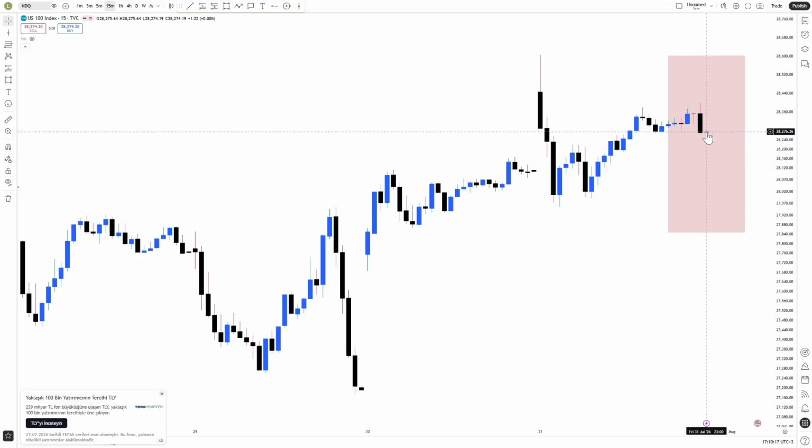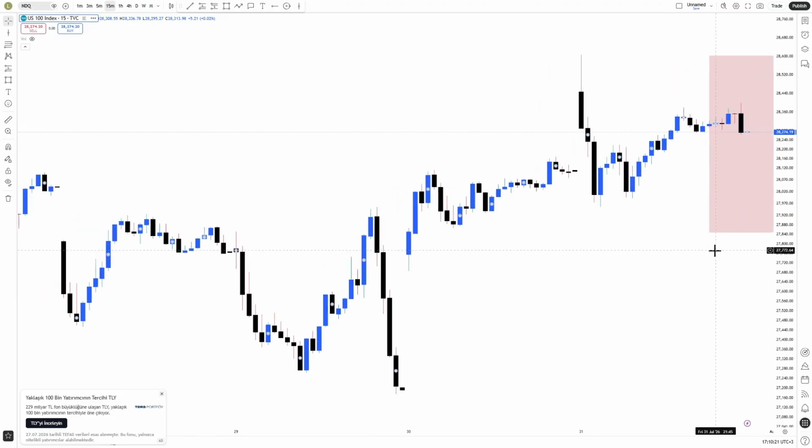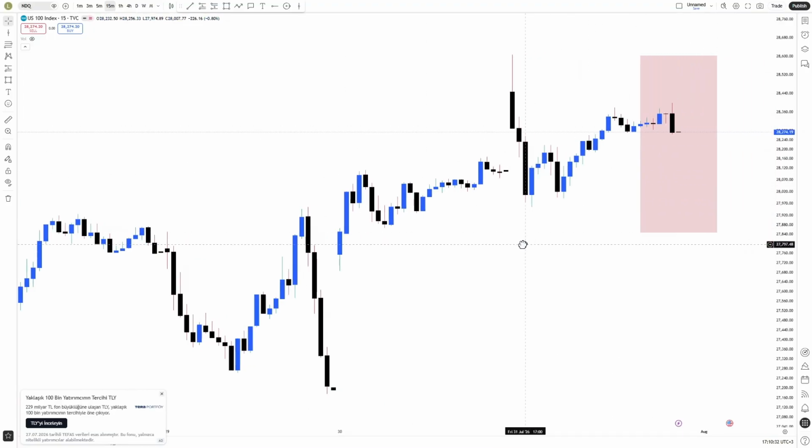And now you can see we are on the 1 hour. 1, 2, 3, 4, 5, 6. So 6 15-minute candles are in 1 hour. It takes 6 candles to make 1 hour on the 15-minute time frame, but it takes 15 minutes to form 1 candle on this time frame.